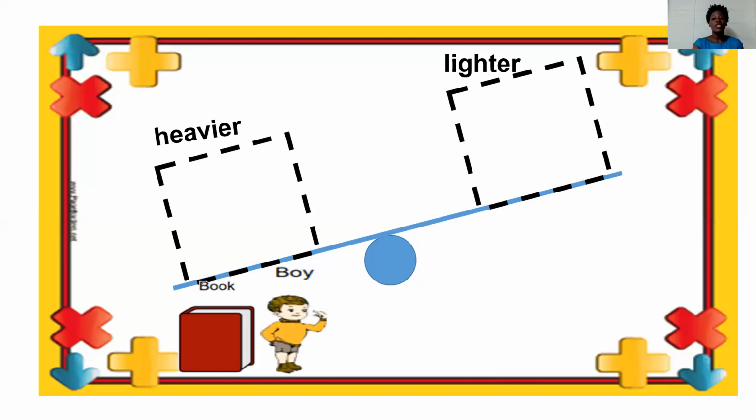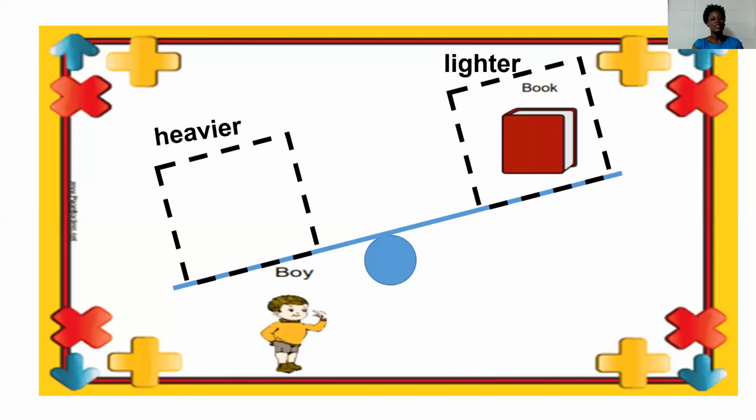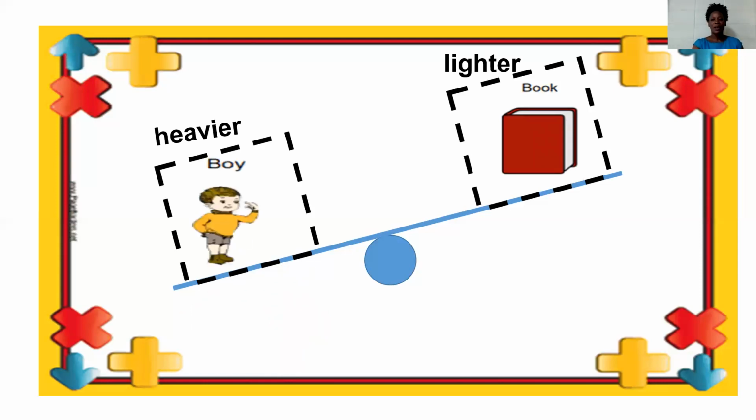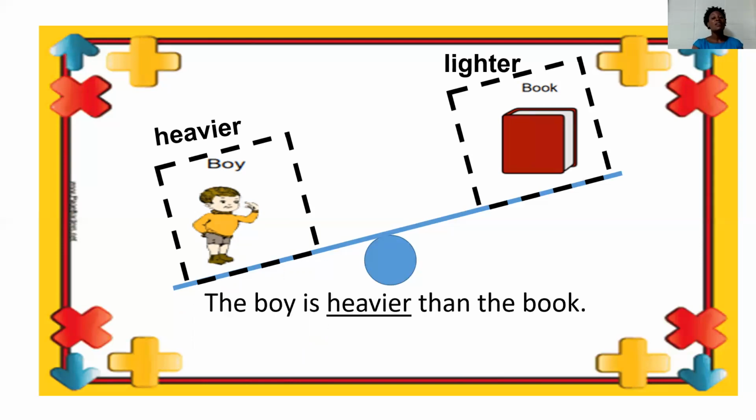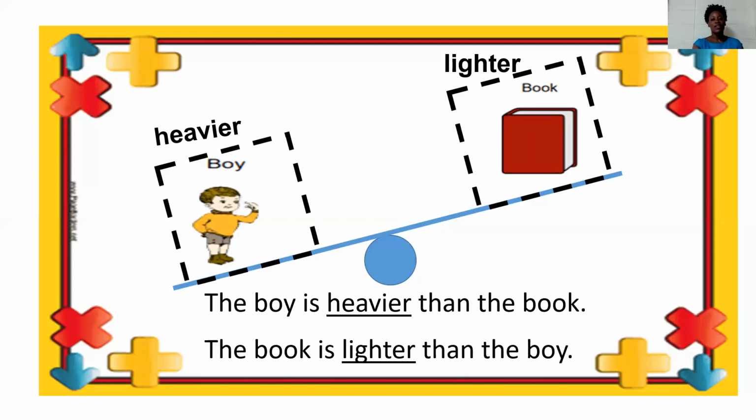Now, which picture would you put on the side that is labeled lighter? Well done, boys and girls. We would put the book on the lighter side of the seesaw. So the boy would go on the heavier side. Now, what would your sentence say? Very good. One sentence would say, the boy is heavier than the book. And the other sentence would say, the book is lighter than the boy.